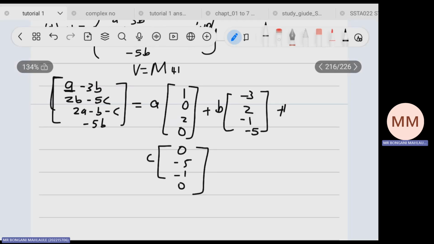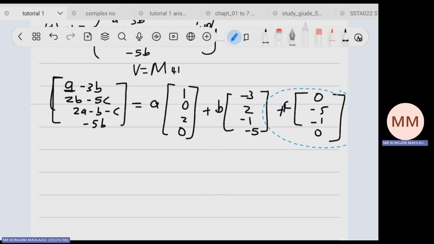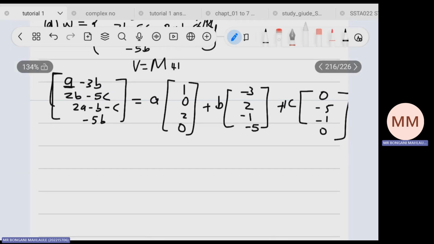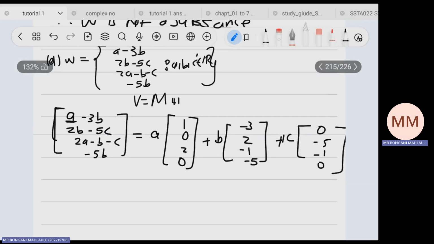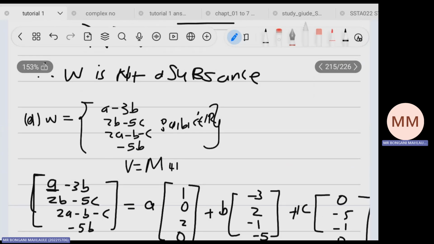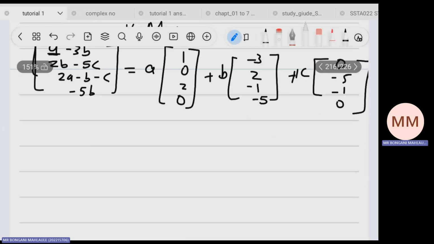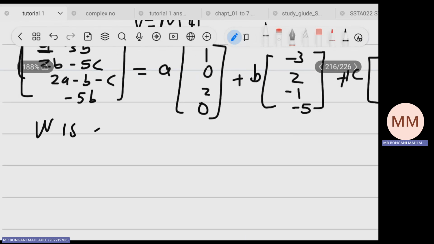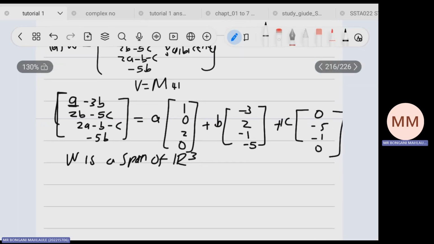So we will be having something like this. So this shows that W is a span. It's a span of R3. But I want us to do it in a simpler way. But for now, I can say W is a span of R3. I want us to do it in a much simpler way, because we have to check for the 0 vector and all that.